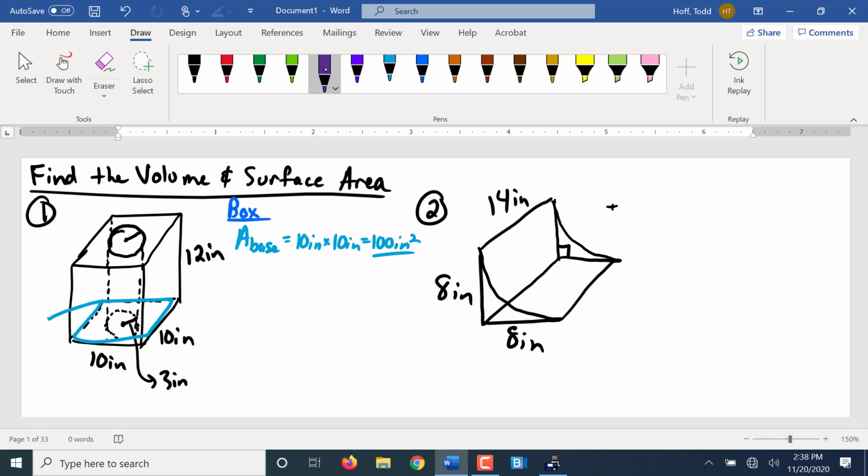So then the volume is found by doing what? Take the area of the base times the height of 12, good. So we've got a volume there of 1,200 cubic inches. Now we have to find the volume of that hole, and any circular hole is going to be a cylinder.